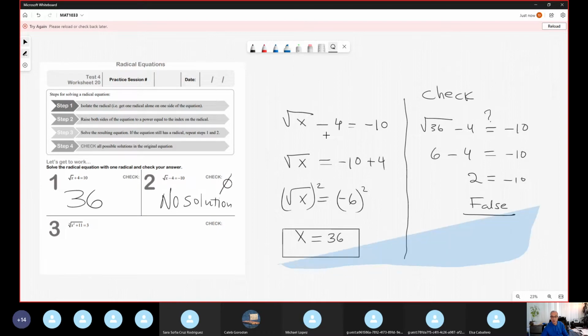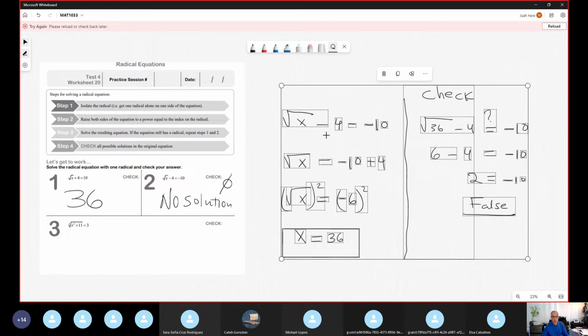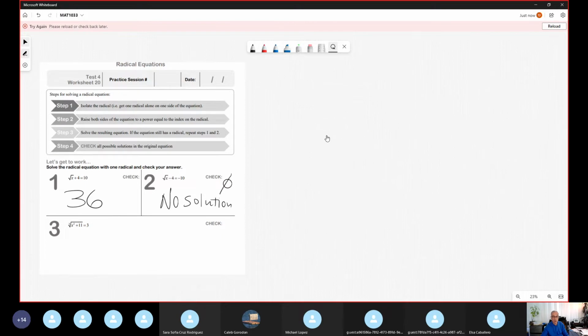Let's do one more. And we have cubic root. Wow, bring me a new situation. Number three is the cubic root of x squared plus 11 equals 3. It's also a radical equation.